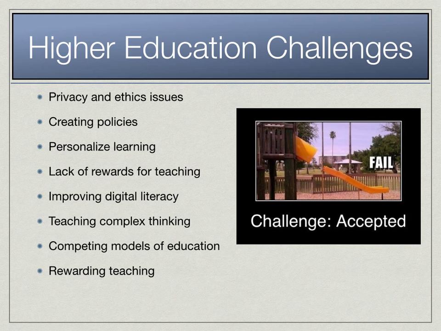Some challenges from trends are privacy and ethic issues, creating policies, and personalized learning into actual courses, and that is due to lack of technological innovation and lack of rewards for teaching. Universities always consider research over teaching, according to the Horizon Report 2015. Lack of rewards for teachers is a challenge. Teaching complex thinking is definitely a challenge because sometimes the students may not even have been exposed to that type of model.